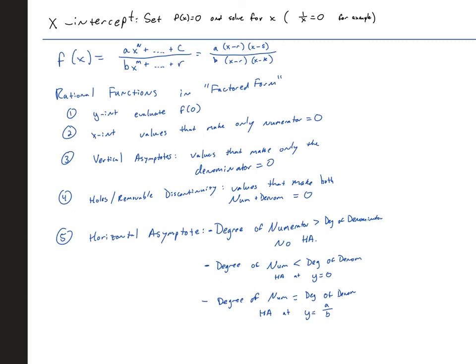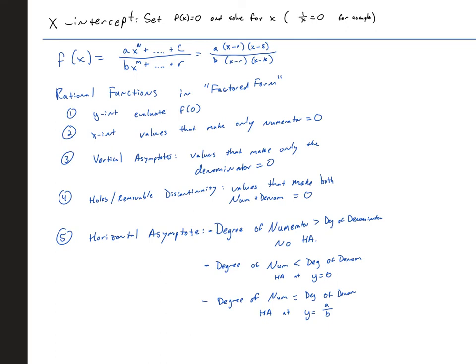But the main key points are you find the y-intercepts by evaluating, by putting 0 in for x, f of 0. The x-intercepts are the values that make just the numerator 0. The vertical asymptotes are the values that make just the denominator equal to 0. The holes were the things that make both the numerator and denominator 0, or the factors that divide it out. So if you're able to divide those out, you might actually find the holes first before finding the x-intercepts and y-intercepts and vertical asymptotes.